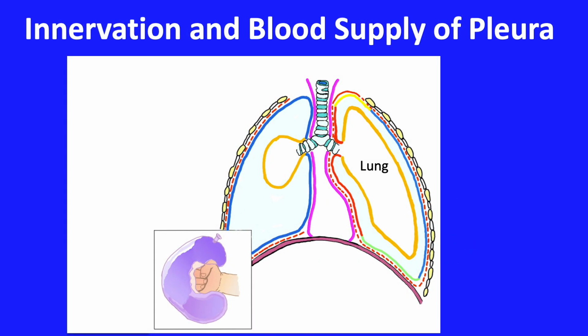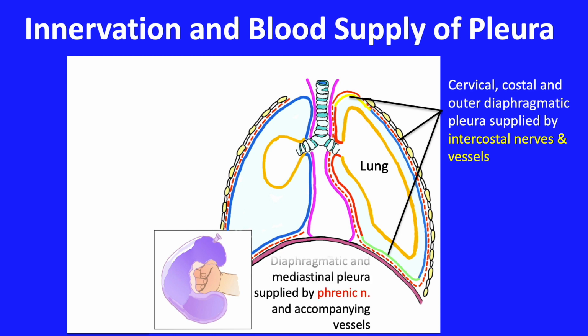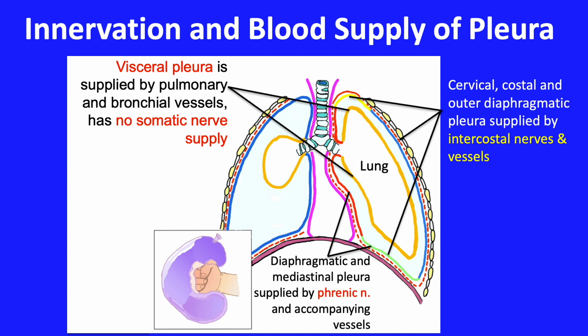The last topic to address about the pleura is its innervation and blood supply. The cervical, costal, and outer diaphragmatic pleura are supplied by intercostal nerves and vessels. The diaphragmatic and mediastinal pleura are supplied by the phrenic nerve and accompanying vessels. The visceral pleura is supplied by pulmonary and bronchial vessels, but has no somatic nerve supply.